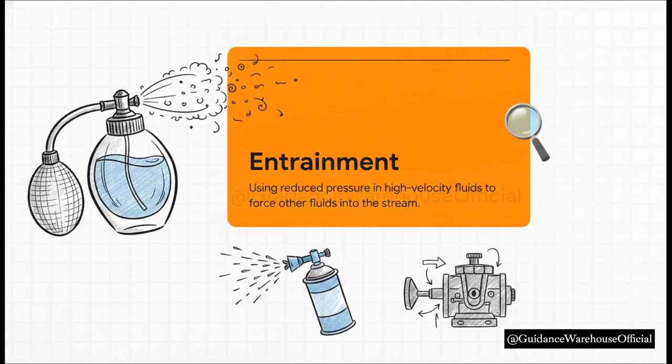And this brings us to a fascinating application called entrainment. This is when we use the reduced pressure in high-velocity fluids to literally force other fluids into the stream. Think about a classic perfume atomizer. You squeeze the bulb, which shoots a high-velocity jet of air right over a tube. That fast air creates a low-pressure zone, which sucks the liquid perfume up the tube and sprays it out into a mist. Paint sprayers and car carburetors use this exact same technique.